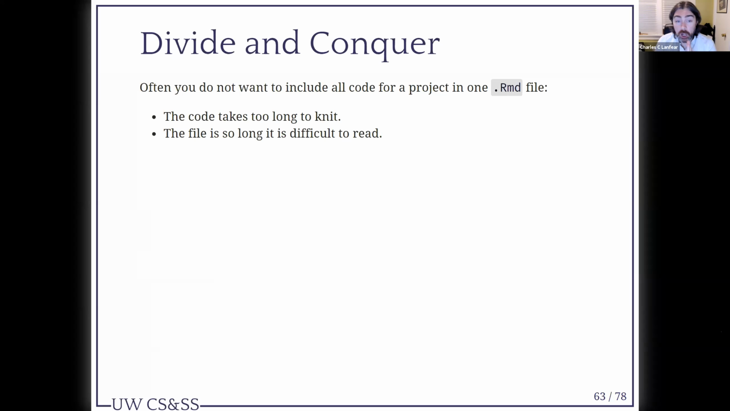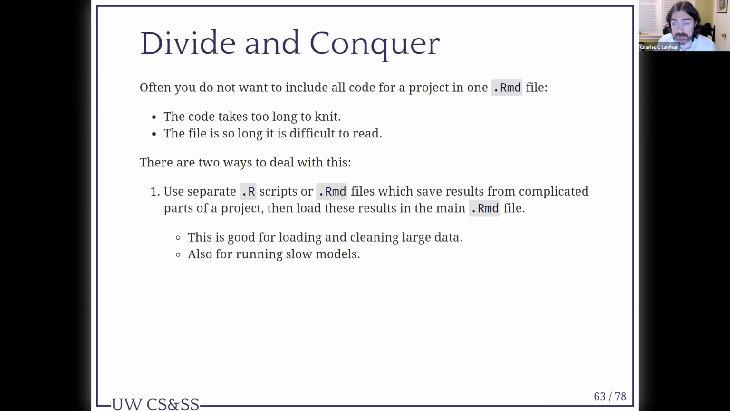So often, you don't want to include all the code for a project in one RMD file. Most of the time, you got way too much code. This means it probably takes a really long time to knit the document, or the file is impossible to read because it's like 50 pages long. You don't have to put all your code in one file. There's two ways to deal with this.